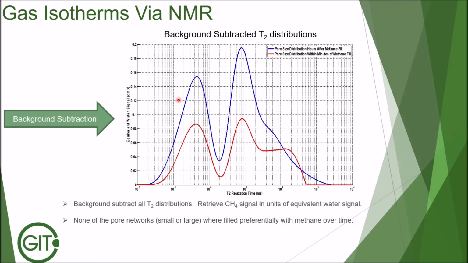And then it's the area under these curves that is the amount of methane observed. This amount of methane observed right now is in equivalent water signal because our spectrometer has been calibrated in units of equivalent water. The other thing to note here is that neither the small nor the large pore network are filled preferentially as a function of time with methane at any given pressure.